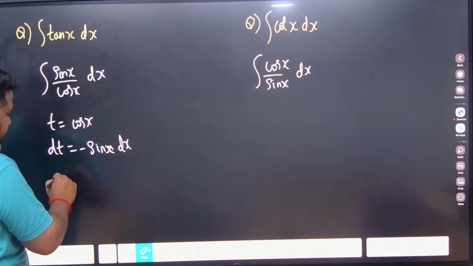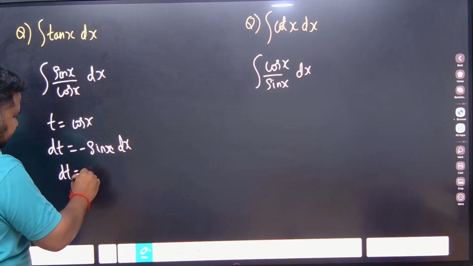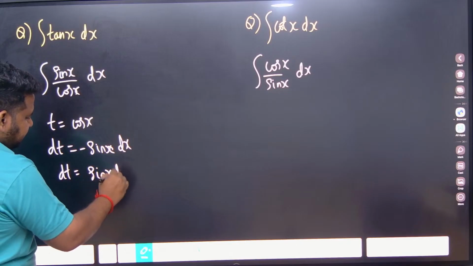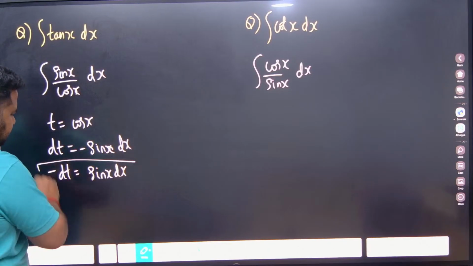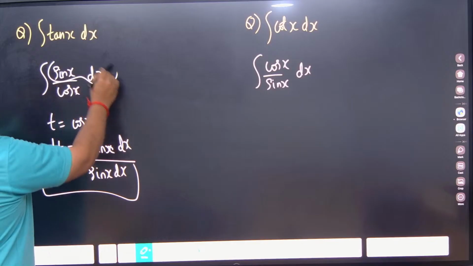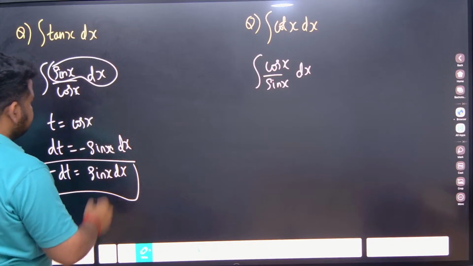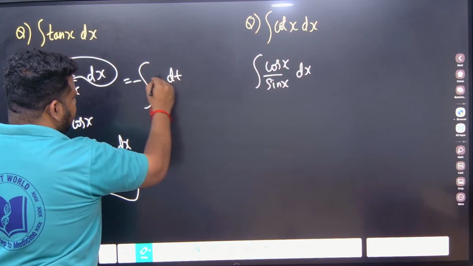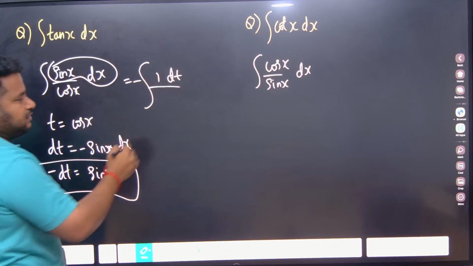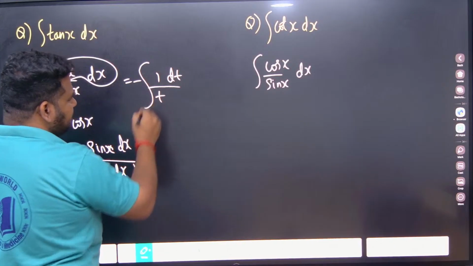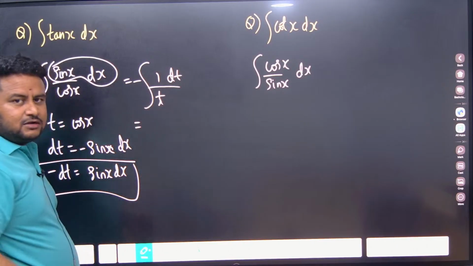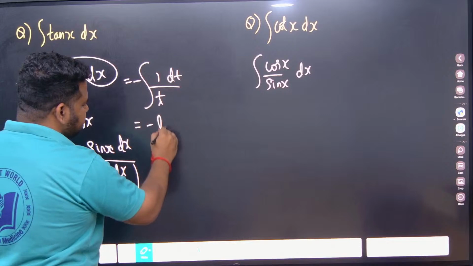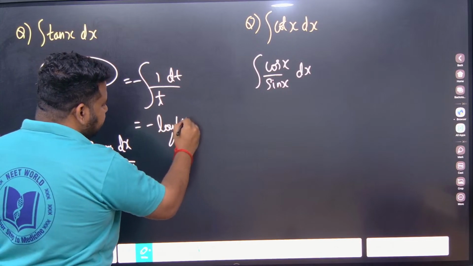Now I can write sin x dx as equal to minus dt. Here sin x dx is there, so I can put the value as minus dt. So this will become the integral of minus dt by t, where I took t as cos x. The integral of 1 by t, friends, is nothing but log mod t, so it is minus log mod t plus c.